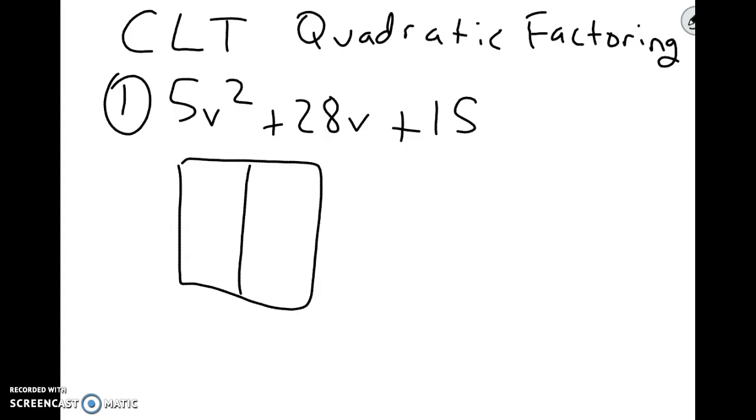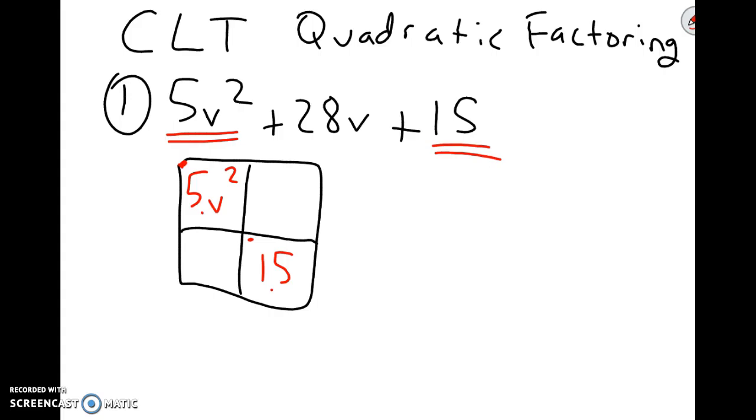It's a beautiful box. And we've drawn our beautiful box, and now I'm going to plug some stuff in. Well, remember, we need to plug in 5v squared and 15. That's the first term and the third term, and those go here and here. So 5v squared, 15. And when we plug those in, then we go to step 2, or step 3. That was step 2. We plugged in the first and the third boxes.